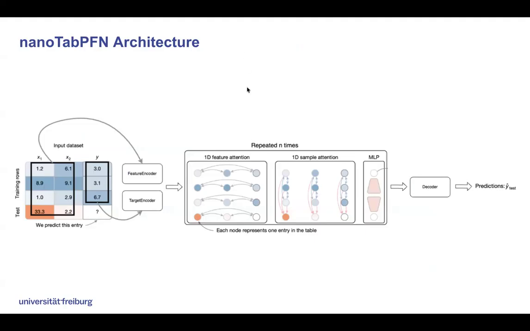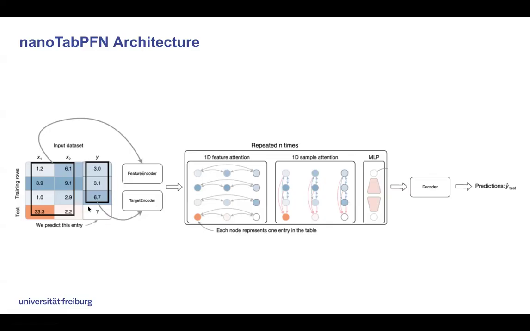Now let's look at the architecture. On a high level, the architecture consists of 4 different parts: the feature encoder, the target encoder, the transformer block, and the decoder. The feature encoder takes the X matrix, like the feature columns, as input. It then normalizes per column, and afterwards it embeds the cells of the table. It embeds these independently of each other, and it applies the same linear layer, mapping from a scalar value to a high-dimensional embedding.